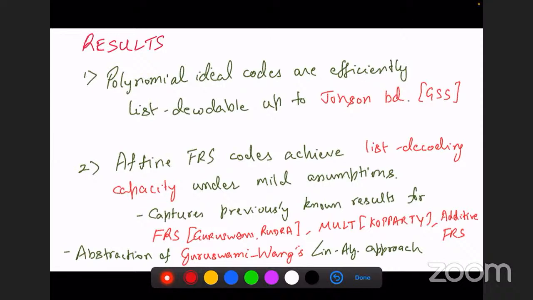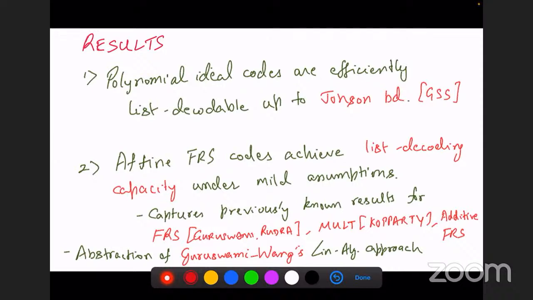And the second result that we prove in this work is showing that affine FRS codes, the ones that we just defined, under mild assumptions on the form L(y) and the set of evaluation points, etc., are able to achieve list decoding capacity. The reason why this is nice is that it captures results which were known for specific families of codes, but in an ad hoc manner without any principled approach in the proofs.